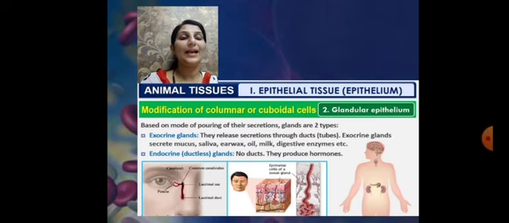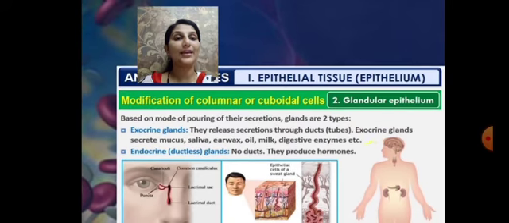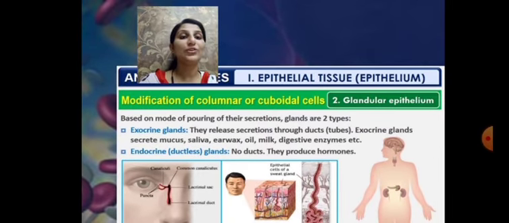Now, the glandular epithelium, based on the mode of pouring out their secretions, the glands are of two types. They are the exocrine and the endocrine. The exocrine release secretion through ducts, so they are called duct glands. They are called duct glands due to the presence of small tube-like structures. Whereas endocrine glands do not have any duct, so they are called ductless glands.